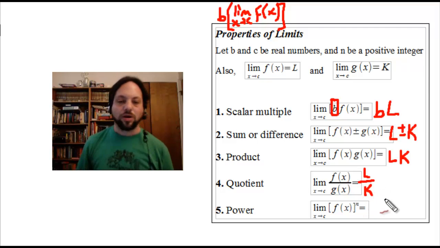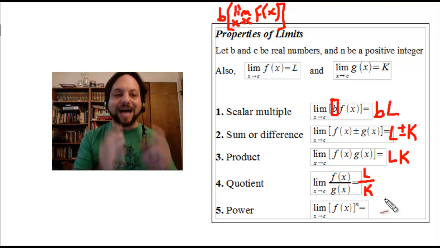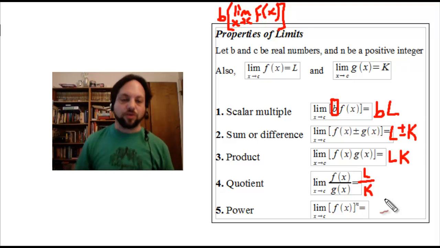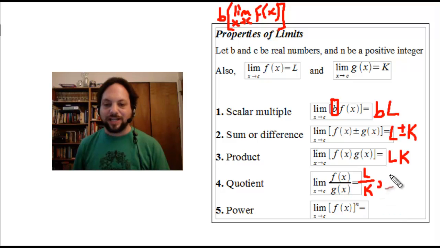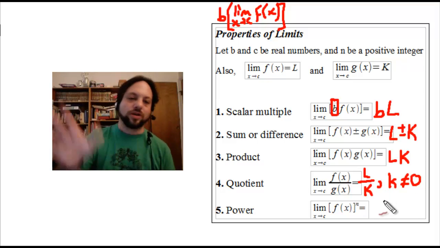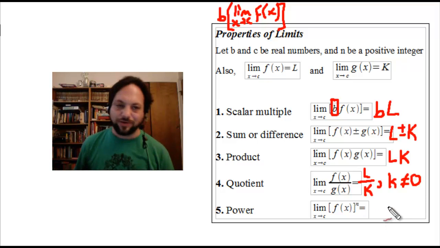When would this not work? When would the limit of this not equal the limit of their quotient? Well, that's provided that k is not equal to 0. K equals 0, we have a whole other thing going on, and we're not going to deal with that here.